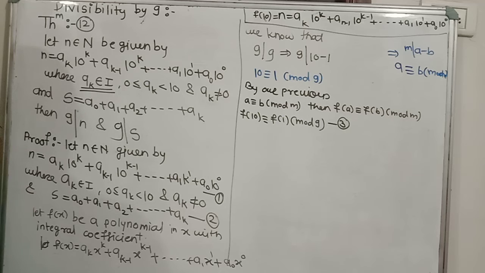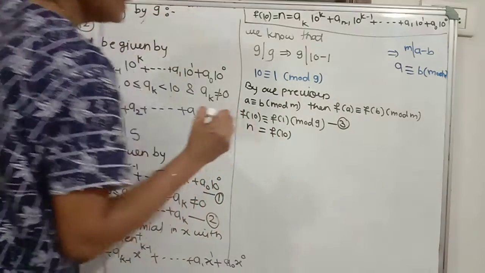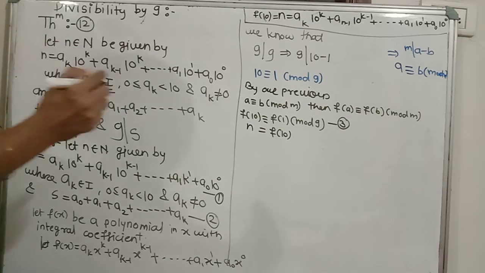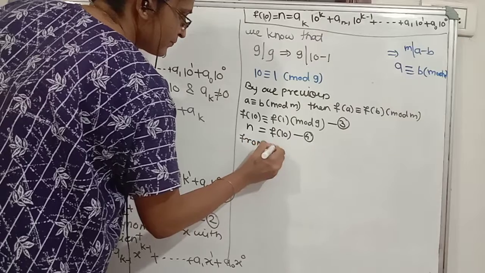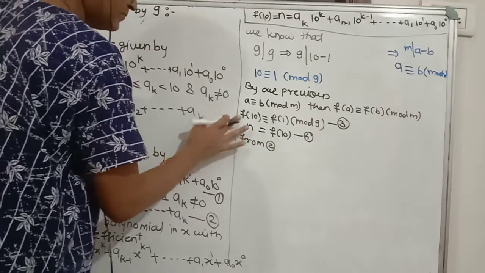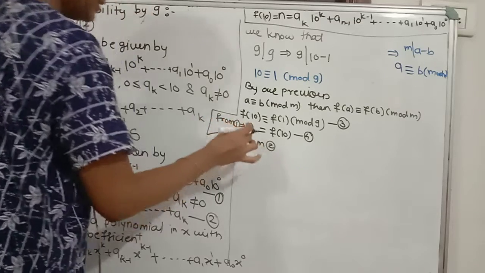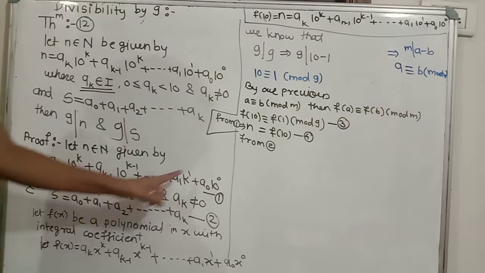From equation 1 we have n is equal to f of 10. And we denote this one as 4. Equation 1 denotes n is equal to, as per this, a sum with powers of 10 raised to the power k. So we write this complete expression as f of 10.